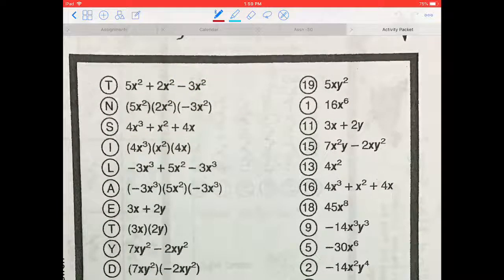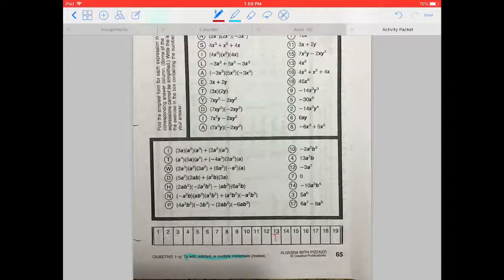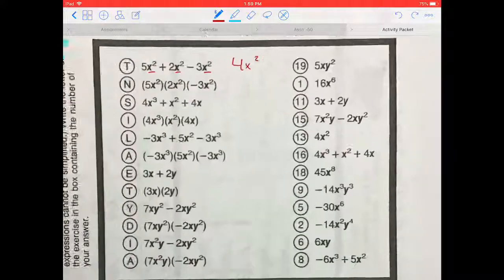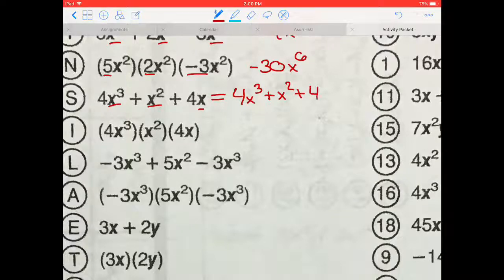Okay. This is adding and subtracting. They all have like terms, x squared, x squared. So 3 plus 2 is 7, minus 3 is 4x squared. That's 13. 13 is t. I'll go back and put the letters in later. All right. 5 times 2 is 10, times negative 3 is negative 30. X, 2 and 2 is 4, another 2 is 6. For this one, this is another addition problem, but none of these are like terms. So this is one of those problems where we can't do anything.